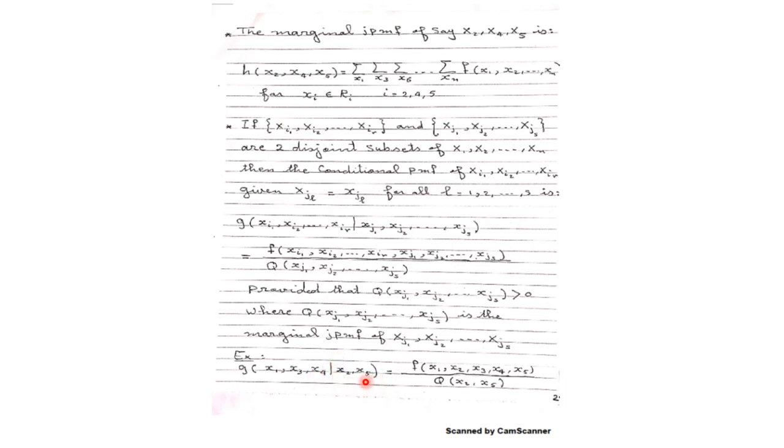What do we do? Like what we've done in the bivariate case. Take the joint of all of them, which is what? F x1, x2, x3, x4, x5. Divide by what? Divide by the joint probability function of the variables you are conditioning on, which is what? The joint of x2 and x5. We call it q, x2, x5. So can you see it's just an extension of the bivariate case.